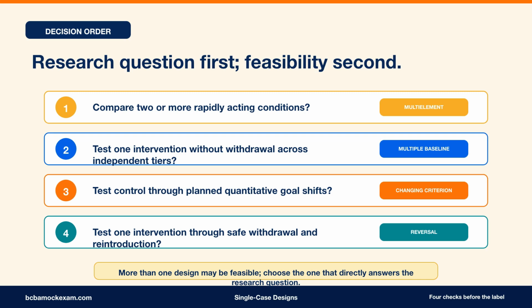When selecting a design, begin with a research question. Use multi-element logic for a rapid comparison of separable, quickly acting conditions. Use multiple baseline when withdrawal is undesirable and independent tiers can be staggered. Use changing criterion when the intervention is expected to move the same behavior through planned quantitative levels. Use reversal when one intervention can be safely withdrawn and the effect can plausibly reverse. More than one design may be possible, but one should answer the stated question most directly.